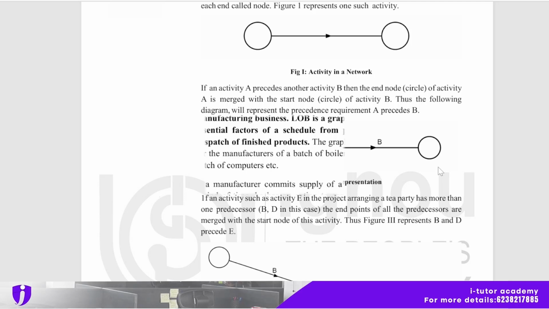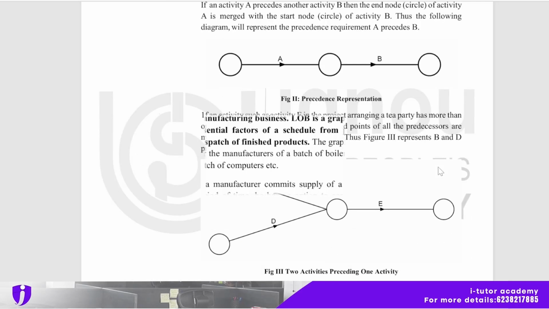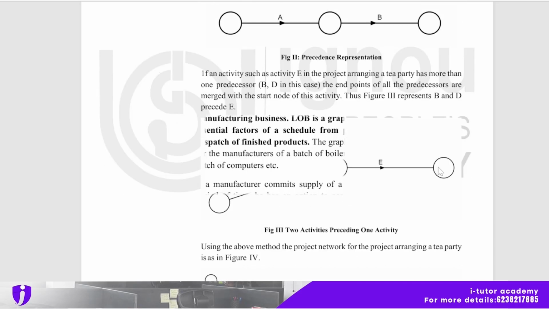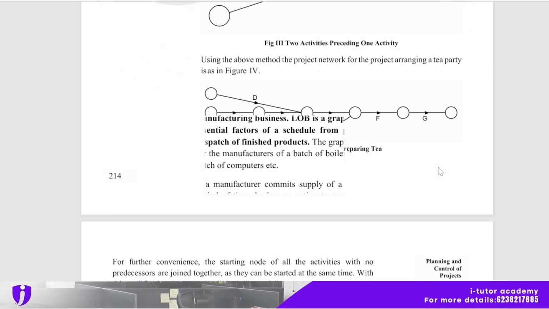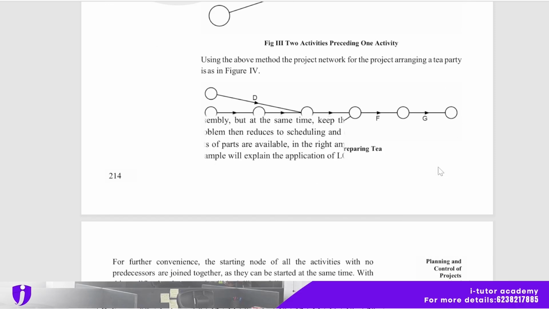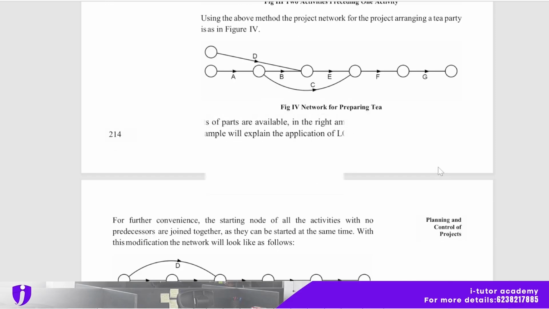Okay, so for precedence representation, there are three ways. If an activity such as activity E in the project arrangement of preparing tea has more than one precedence, that is B and D, in this case the end points of all the precedents are merged with the start node of the activity. That is in figure 3 and 4. Using the above method, the project network for the project arrangement of preparing tea is figure 4.